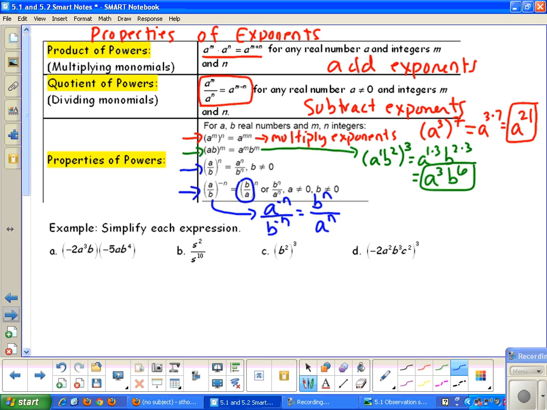So make sure you look over those and know them, because we're going to talk about it in more detail in class tomorrow. And also make sure you look over those properties, because they will be important, and we'll do some of these examples tomorrow in class.